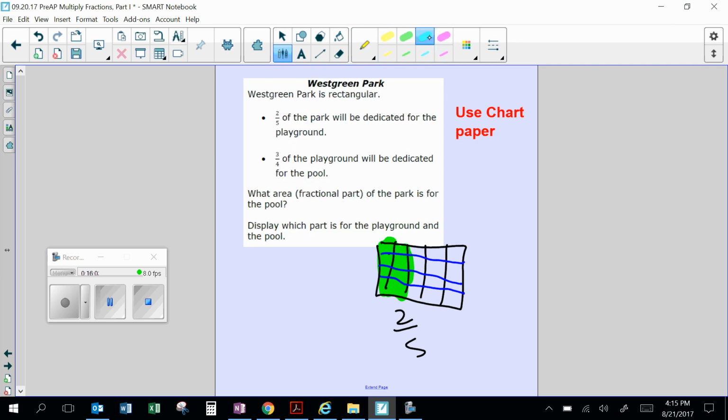So this is 1/4, half of it, 3/4. But this will be the pool. What area or fractional part of the park is for the pool? 1, 2, 3, 4, 5, 6. 6. 6 out of how many? Out of 5 by 4 is 20. Or that's simplified as 3/10 of the park will be for the swimming pool.